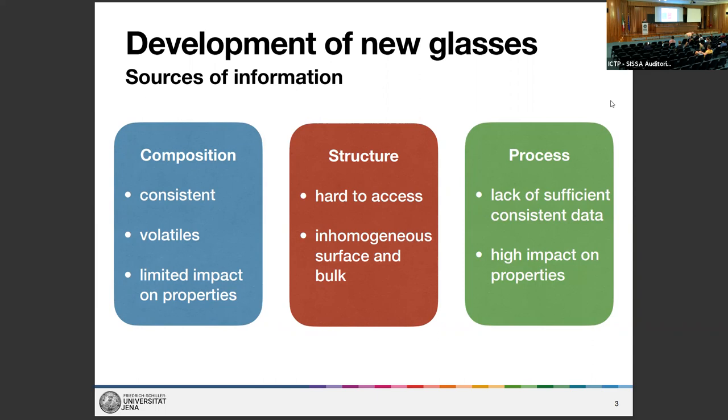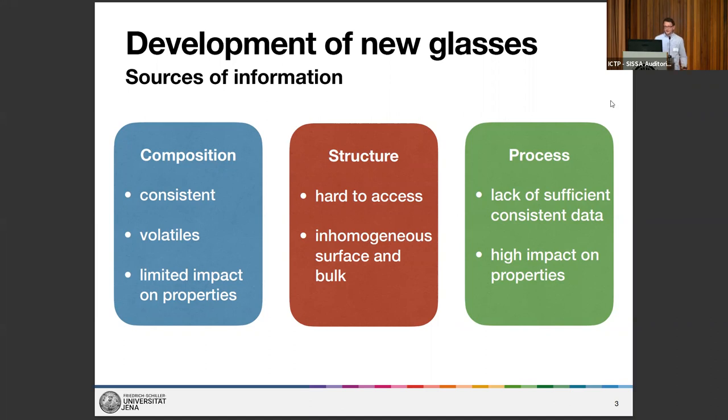And on top of that, there's a limited impact on the properties, because you can have a fully crystallized material and a glass with the same composition, but you have no idea how we ended up at either. So the second important information is of course the glass structure, but it's hard to access on a large scale. If you're an experimentalist and you want to do thousands or tens of thousands of investigations on glass structure, you need to perform a lot of IR or Raman or NMR spectra. So this is not quite feasible.